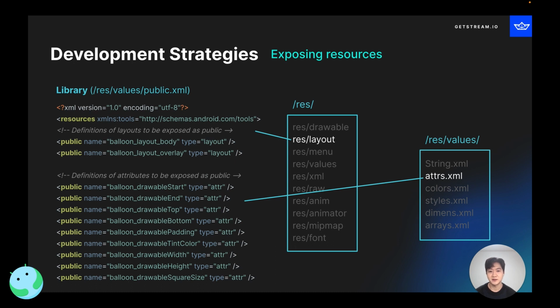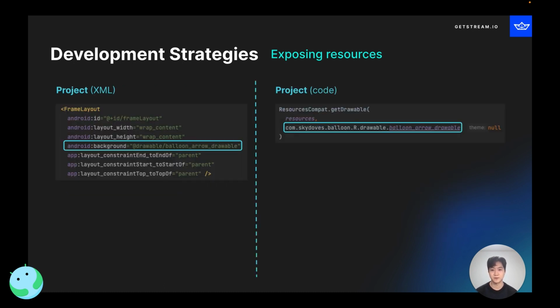As a result, if you compile your library, the public.xml file will be included in the AAR file and it will be delivered to user projects. Let's see an example. If you don't restrict any resources with the public tag, as you can see, the library users can access and use the resource in their project.